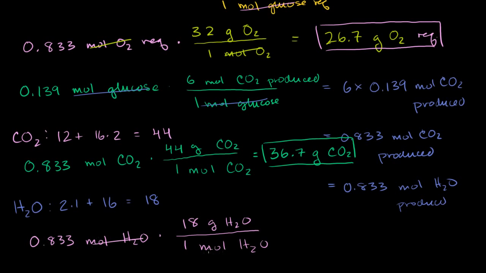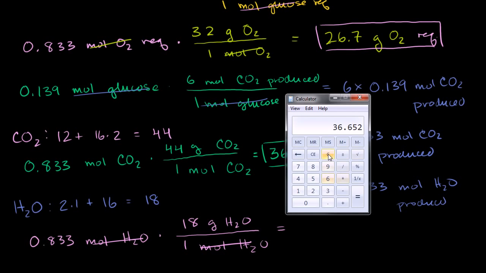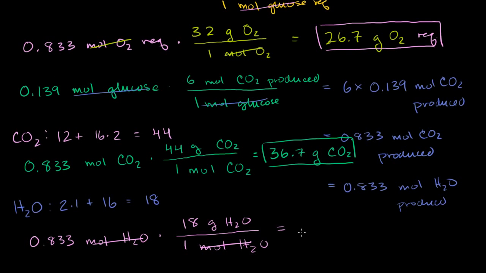So this cancels with that, and we get the calculator out. And the calculator, 18 times 0.833 is equal to 14.994. So we can just round that to 15.0. So we have 15.0 grams of water produced.